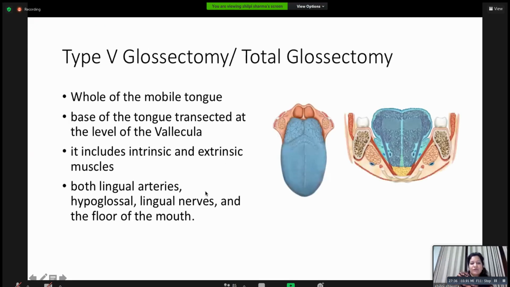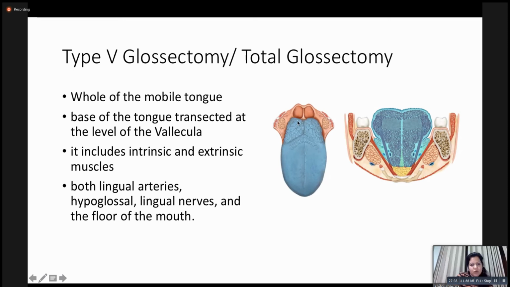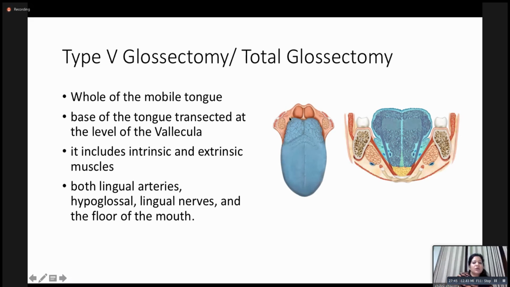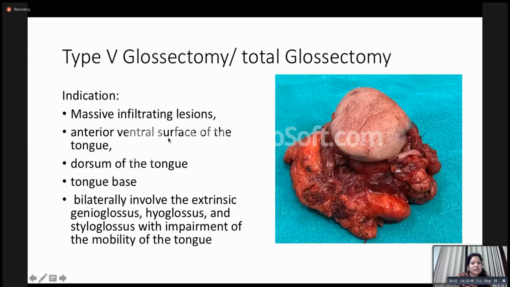Type 5 glossectomy is the total glossectomy, where the whole of the tongue is involved or very little is remaining, but for resection you have to remove the whole of the tongue, and your posterior cut will be at the level of the vallecula, removing completely along with the complete lingovascular bundle, as we saw in compartmental resection. So it is indicated for massive lesions involving the anterior ventral surface or tongue base, where bilateral muscles are involved. This is a classical specimen of total glossectomy along with compartment clearance.